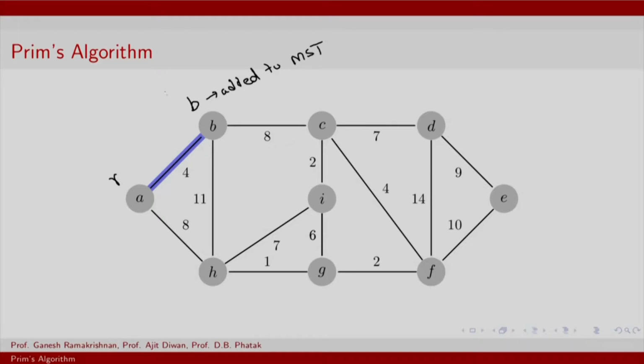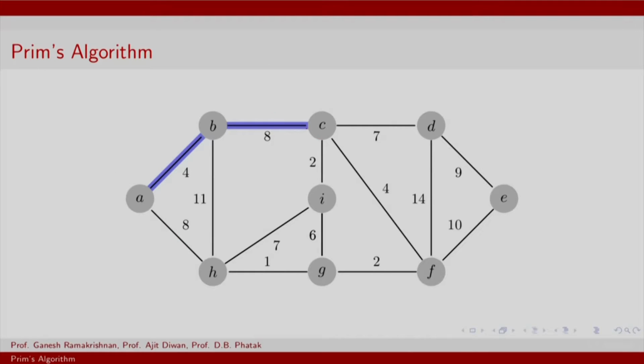What you do next is update the key for all the other nodes, and here are the new keys. H has the shortest edge to A as compared to that to B. So we will update this. C has a path to B but has no direct edge to A. For all the other vertices, there is actually no direct edge incident on the nodes added so far to the minimum spanning tree. So the next step, all you can do is choose between C and H.